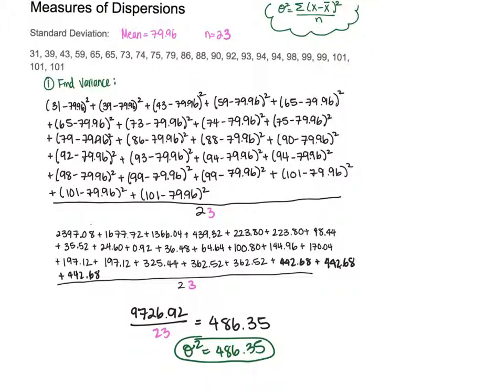So if I divide this by 23, this number is going to change. So I'm going to erase this part and recalculate this. So all I have to do is divide by 23. So 9726.92 divided by 23 gives me 162.04. And this here is my variance.